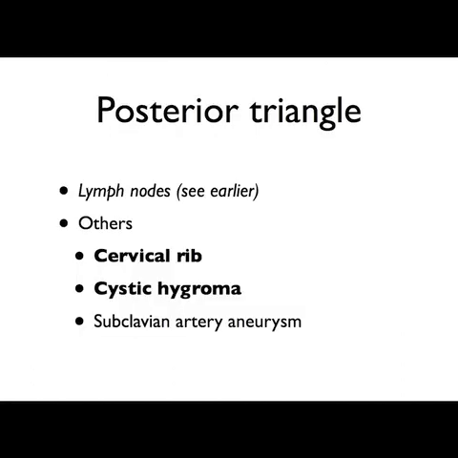I'll talk about posterior triangle. Once again, in the posterior triangle, the most common swellings you're going to find are going to be lymph nodes. So remember the features of localized and generalized lymphadenopathy from earlier. However, in exams, often you'll get other ones. And the important ones we're going to consider here are cervical ribs, cystic hygromas, but just keep in the back of your mind pulsatile posterior triangle masses such as a subclavian artery aneurysm.